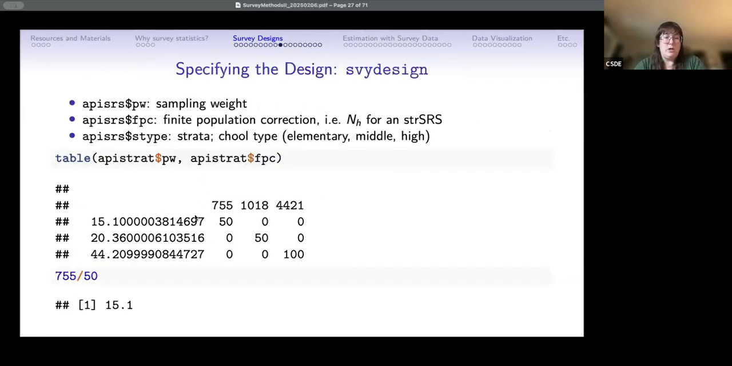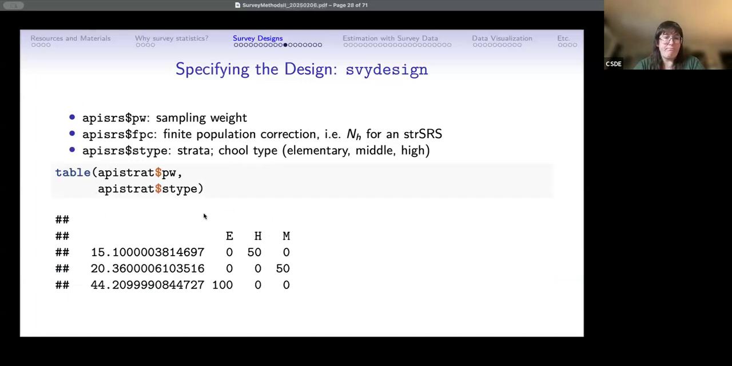So here we can see the person weights across the rows. We have 50 with this weight that have this finite population correction. We have 50 with this weight and that total number of schools. And then we have 100 with this weight and that total number of schools. Okay, and you can see how this was calculated, the weight being 1 over the probability, as the strata size divided by the sample size within that strata.